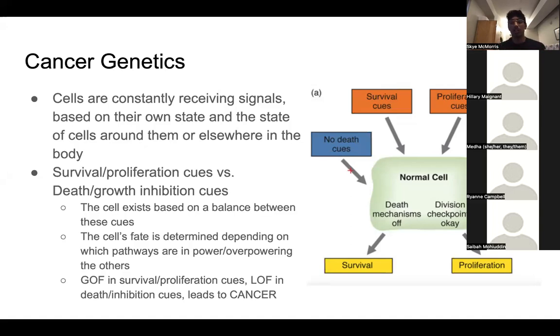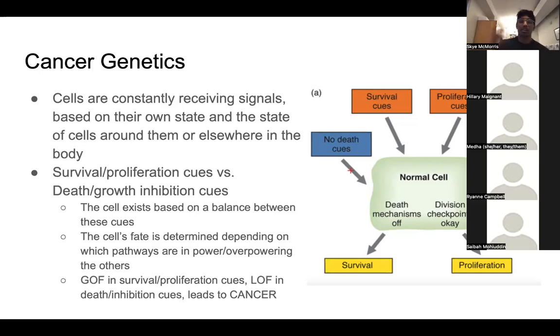A cell is always kind of existing in this state of flux, right? It has to maintain its levels of everything, right? If it's supposed to be alive, it has to be alive. If it's supposed to carry out controlled cell death or apoptosis, it has to do that.